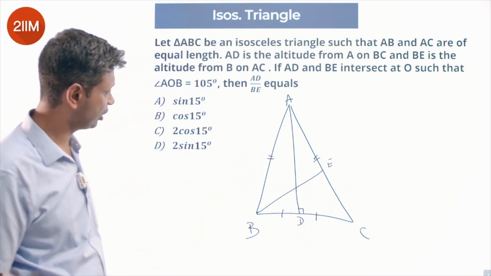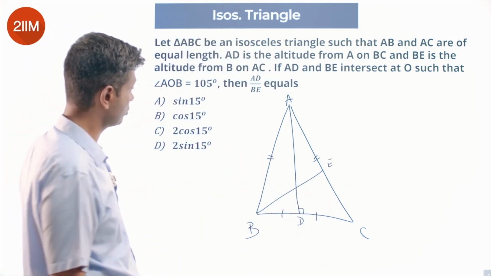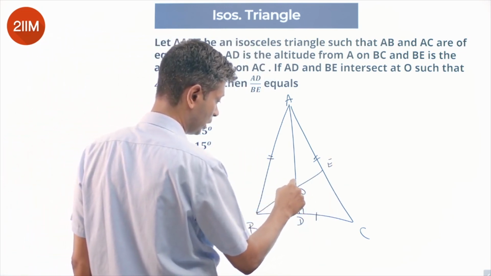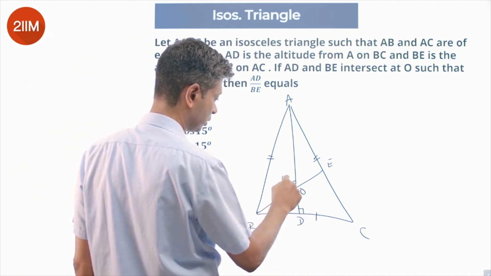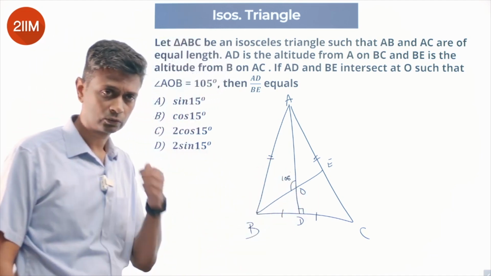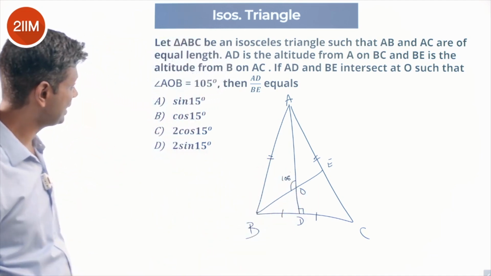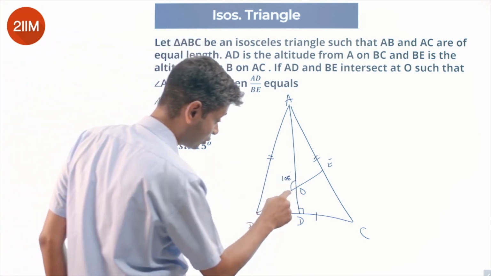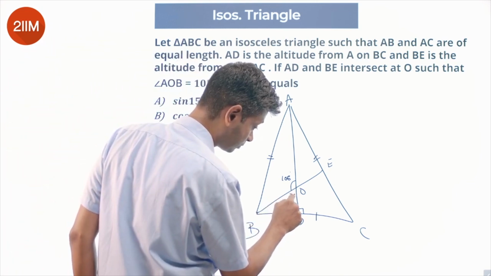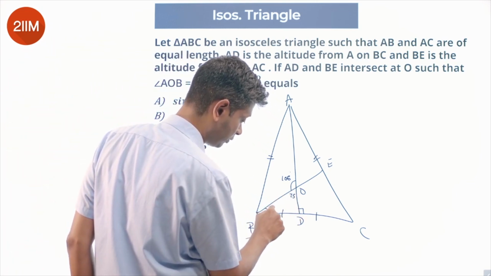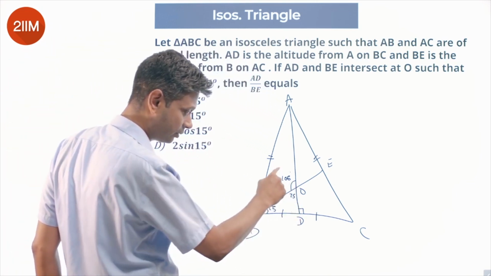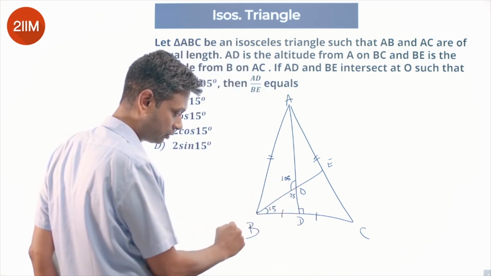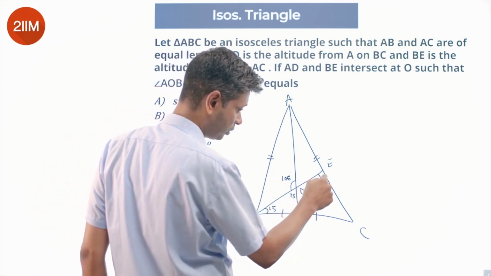AD and BE intersect at O such that angle AOB is 105. This is O, AOB is 105 degrees. Then AD by BE is equal to, oh nice, this is 105. This should be 75. This is 75. This is 15. This is 90 degrees. This is 90. 75. This is 15. This is 15. This is 90.